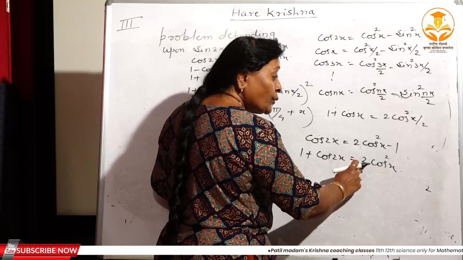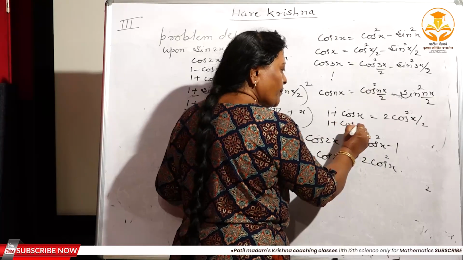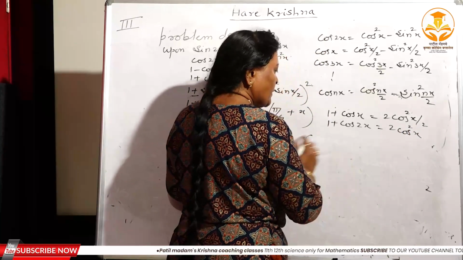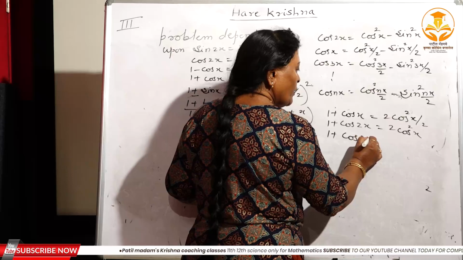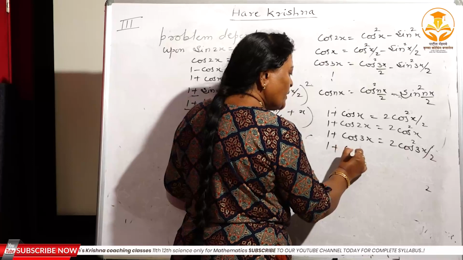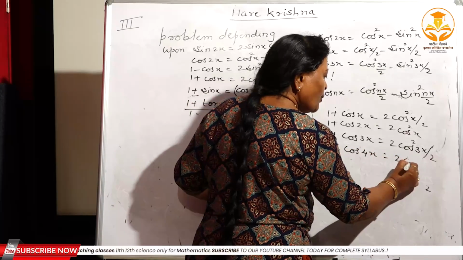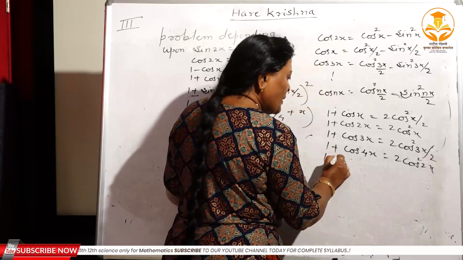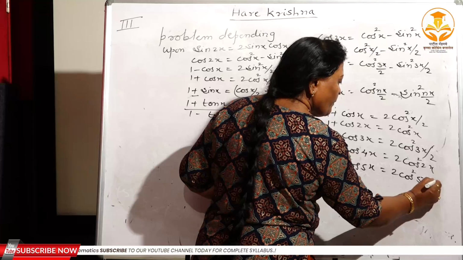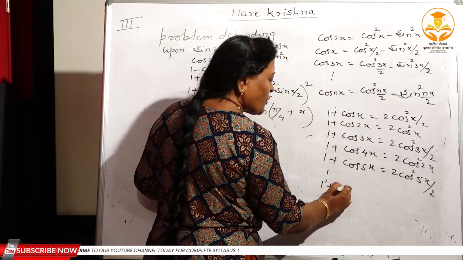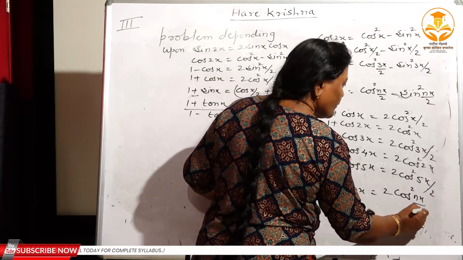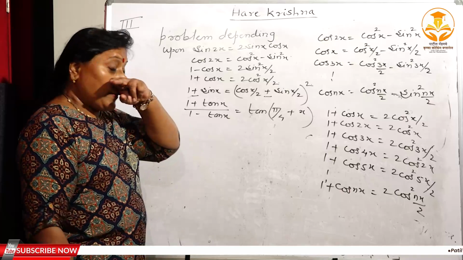1 plus cos 2x, 2 cos square x. Again, 1 plus cos 3x, 2 cos square 3x by 2. 1 plus cos 4x, 2 cos square 2x. 1 plus cos 5x, 2 cos square 5x by 2. Again in this way, 1 plus cos nx you can write as 2 cos square nx by 2. So in this way, you can bifurcate this formula.